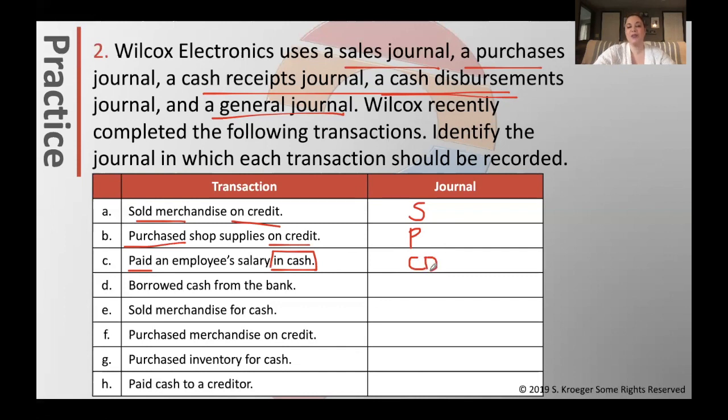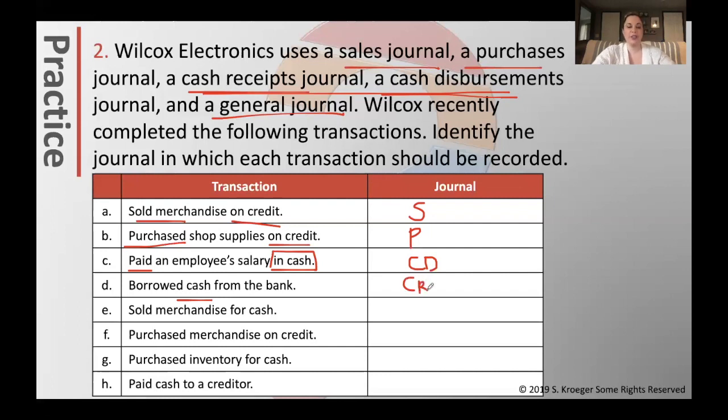Borrowed cash from the bank. Does it involve cash? Yes, it does. Are we receiving the cash or are we spending the cash? If we borrowed money from the bank, then we would be receiving the cash. Therefore, it'd be the cash receipts journal, CR.